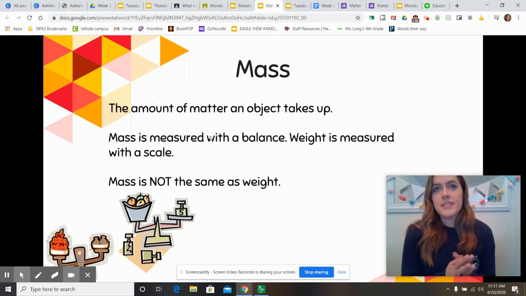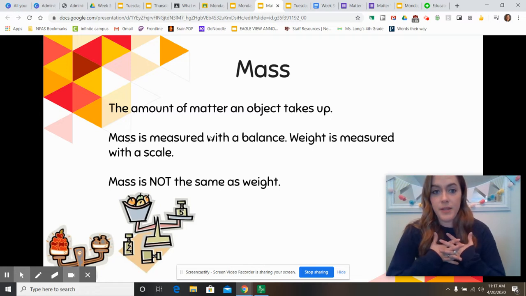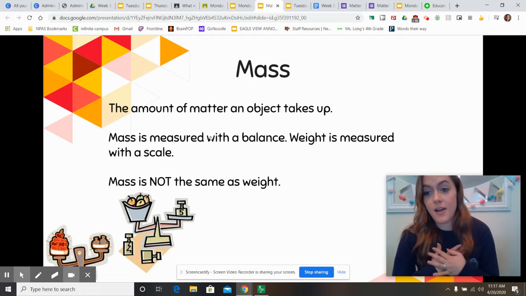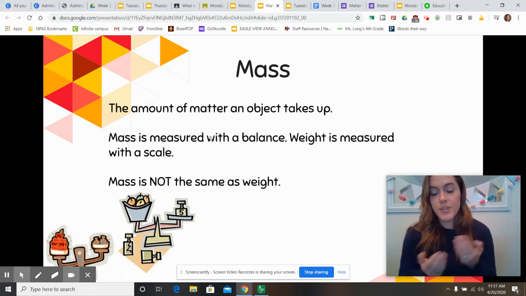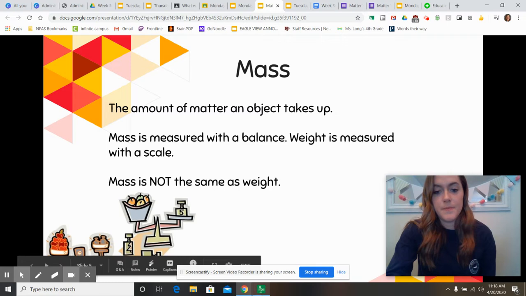This kind of helps me remember. I have matter in me, right? So my mass is the amount of matter that I have. If I go on the moon, my mass is going to stay the same as if I was on Earth. But if I go on the moon, my weight is going to be different. I'm going to be a lot heavier on Earth than I would be on the moon. My weight would change. Your mass will always stay the same. The mass is the amount of matter an object takes up.